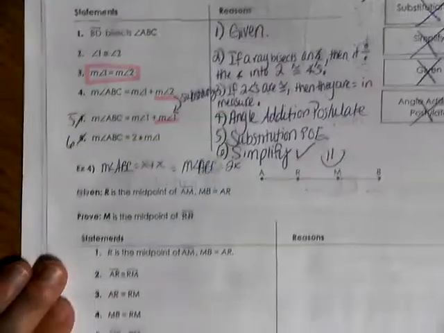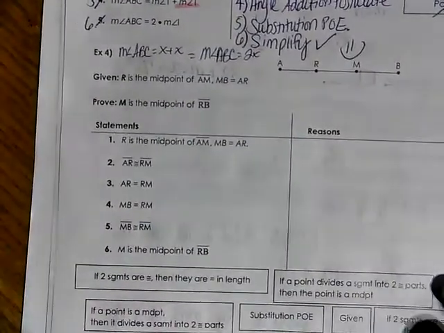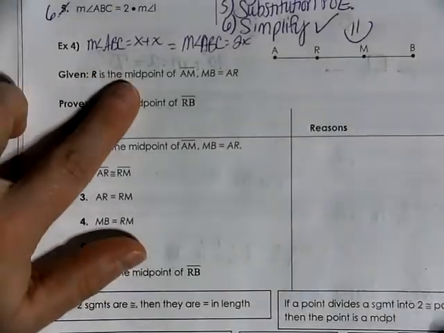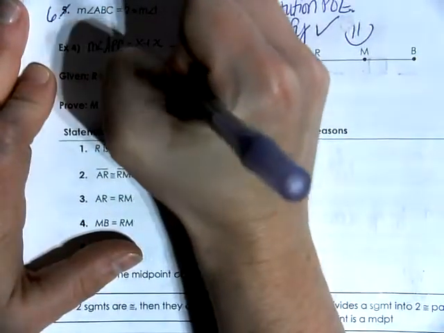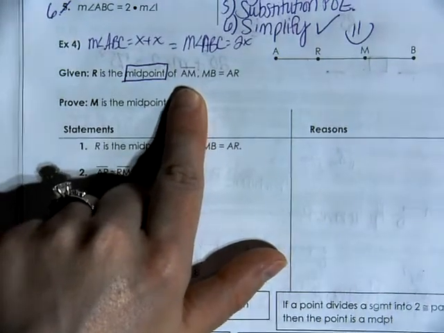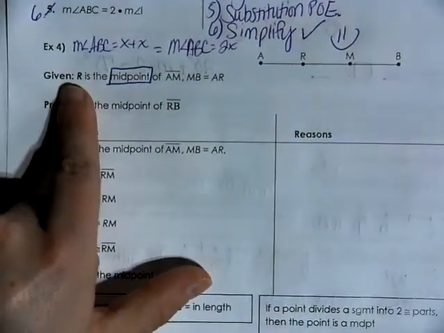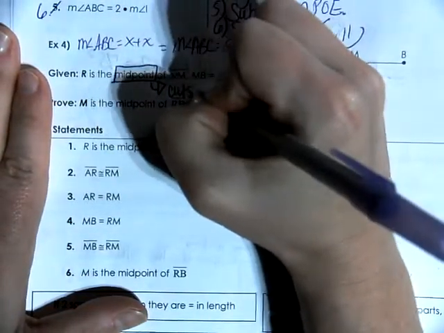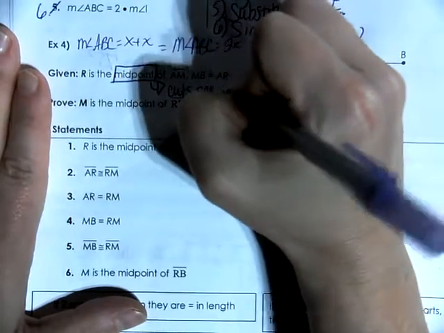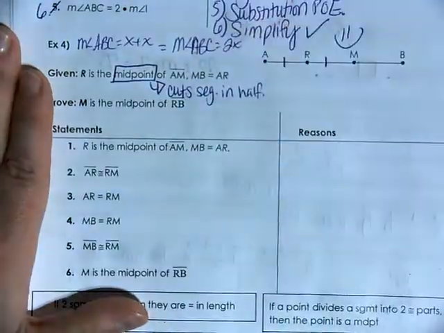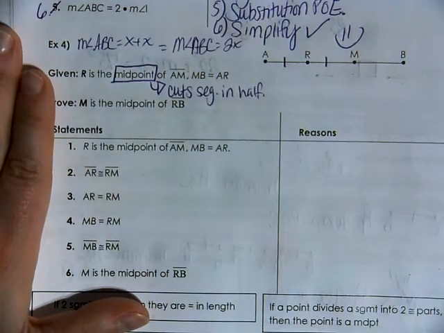All right, let's go ahead and look at our last example. In this example, we are told that R is the midpoint of segment AM. So let's go ahead and mark that. R is the midpoint of segment AM. Remember that the midpoint cuts the segment in half, and not just in half, but into 2 congruent pieces.